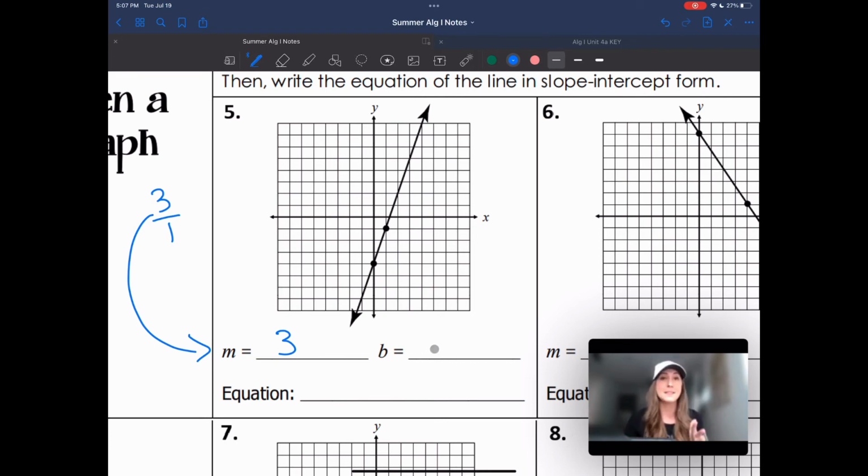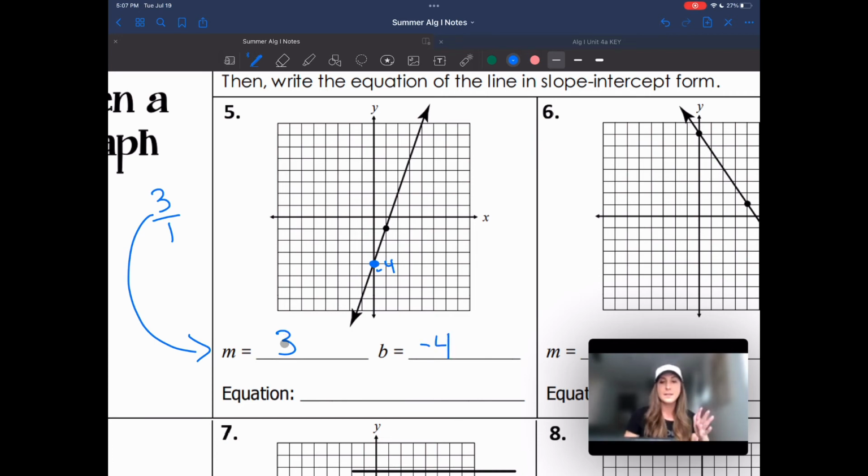Your b is going to be the easiest thing to find, y'all. That is just wherever your line intersects or intercepts the y-axis, right? Y-intercept. So that is this point right here. That is where it hits my y-axis. So what point is that? Well, if I start from the origin, I go down 1, 2, 3, 4. That is the point -4 on the y-axis. So my b equals -4.